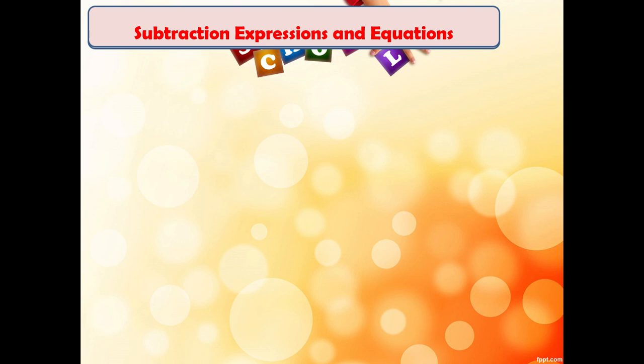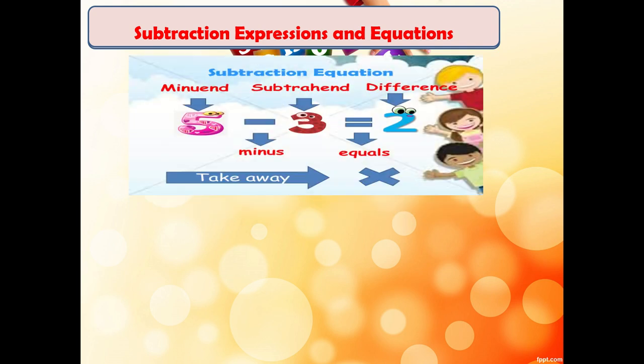Now, let's talk about subtraction equations and expressions. This is a subtraction equation. 5 minus 3 equals 2. So take a look at this sign. This is minus sign, and this is an equal sign. First number in subtraction equation is the minuend. Please remember that the minuend is the whole part in addition equation. Second number is a subtrahend, and the answer in subtraction equation is called difference.